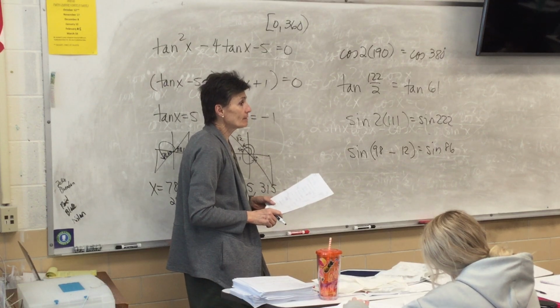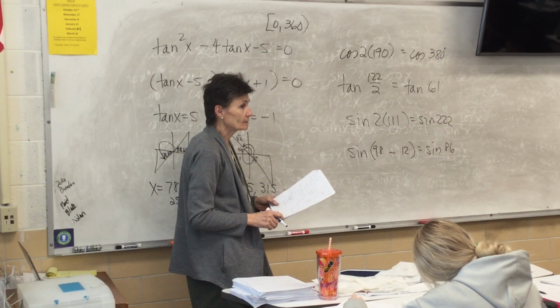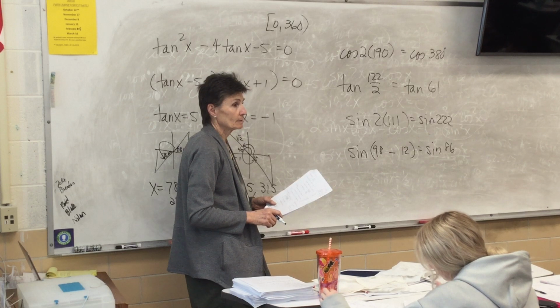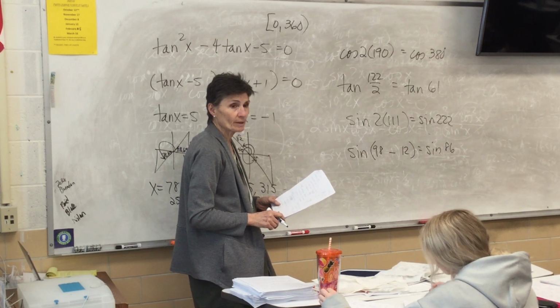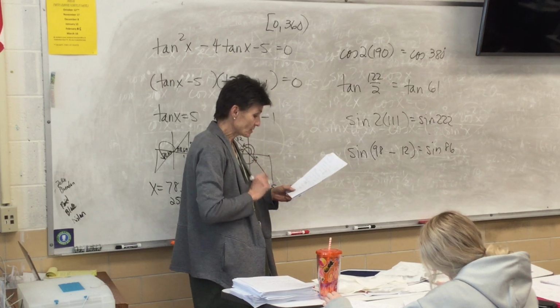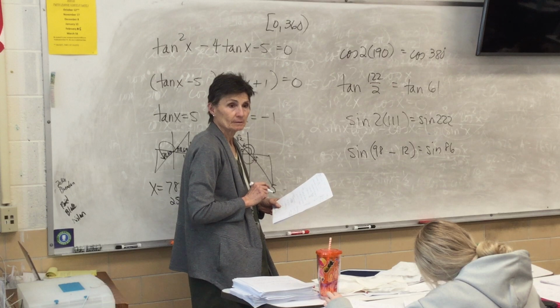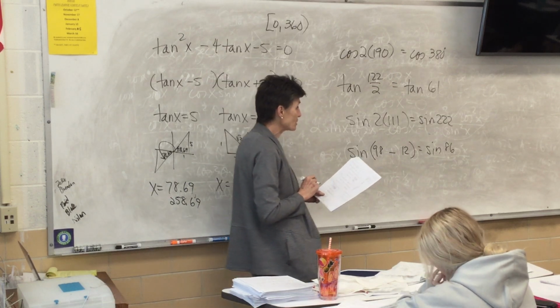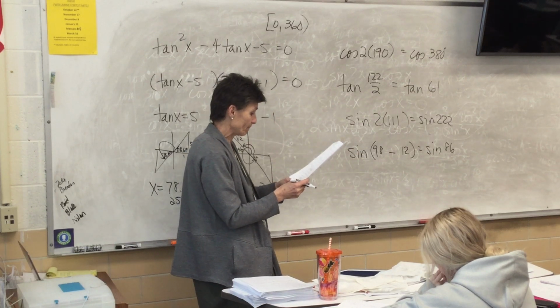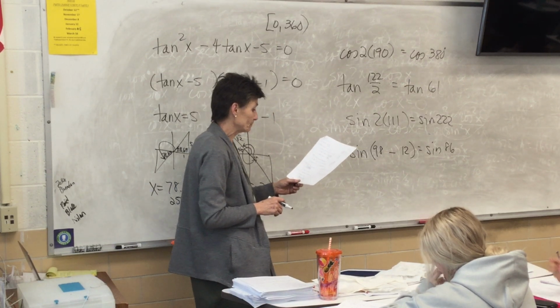Sine squared plus cosine squared. Always and forever. Sine squared plus cosine squared is 1. So the answer to E is 1. It doesn't matter what the angle is. If you've got sine squared and cosine squared, it's 1. What about F?